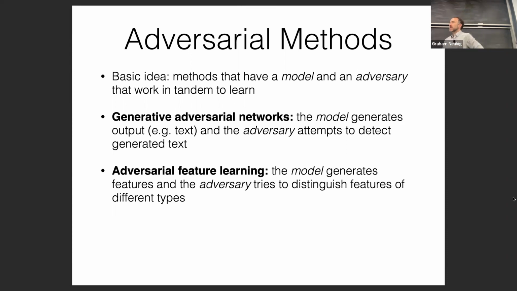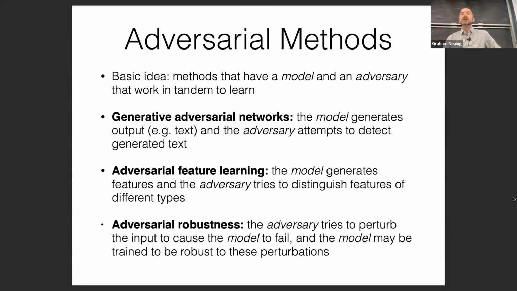However, there's a number of other methods that arguably have had more impact on natural language processing and are still things that I would highly recommend you use today. These include adversarial feature learning, where the model generates features and an adversary tries to distinguish features of different types. Also, there's a concept of adversarial robustness, where the adversary tries to perturb the input to cause the model to fail, and the model may be trained to be robust to these perturbations. I'll talk about all of these in turn.